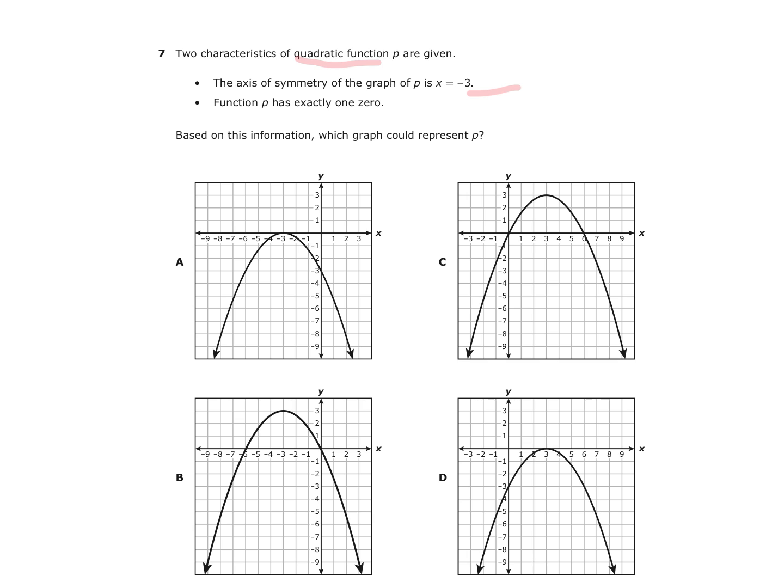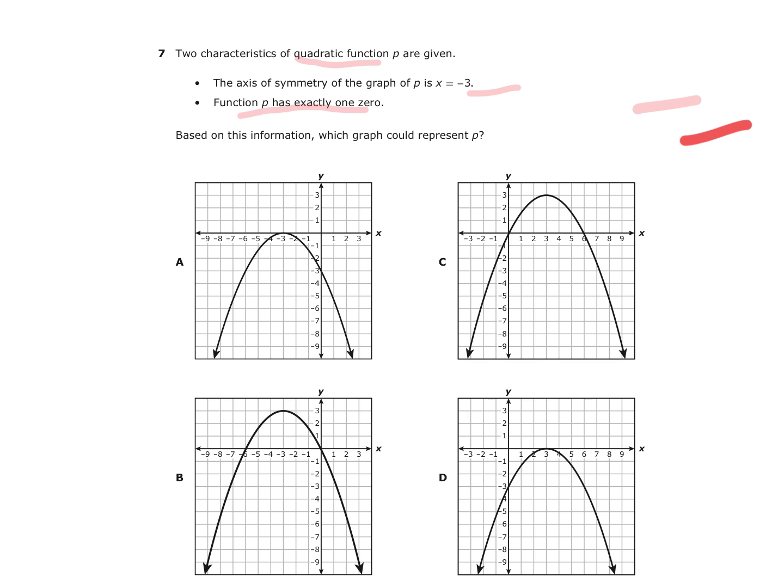And function p has exactly one zero. That's what we're looking for. Okay, so based on this information, which graph could represent p? All of these open down, and we need an axis of symmetry of x equals -3.